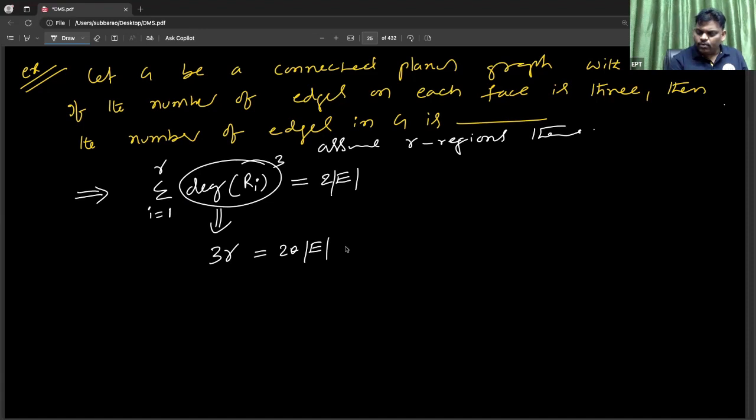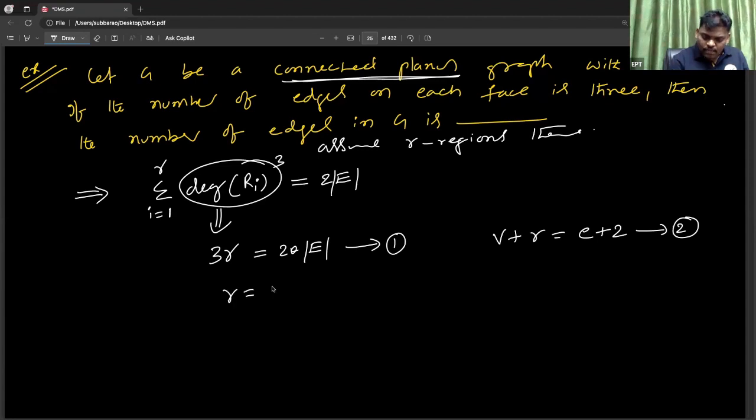Okay, that is fine. Everyone knows this. From the given information, this is the one which I got. And one more thing: because it is a planar graph, can I write this? V plus R is equal to E plus 2. Can I write this also? Connected planar graph. It is number 2. So if you observe clearly, this R can be written as 2E by 3.